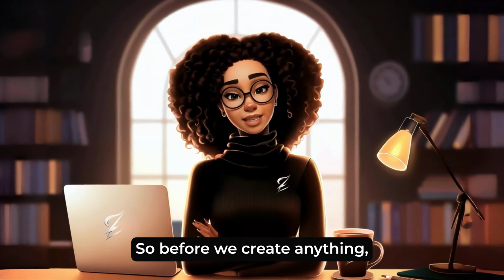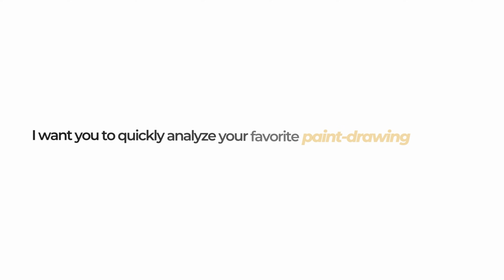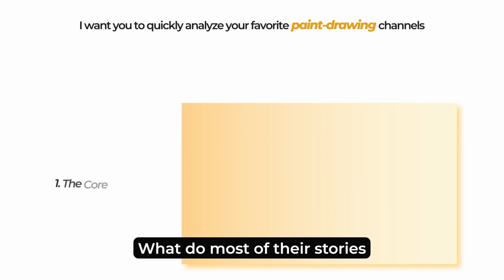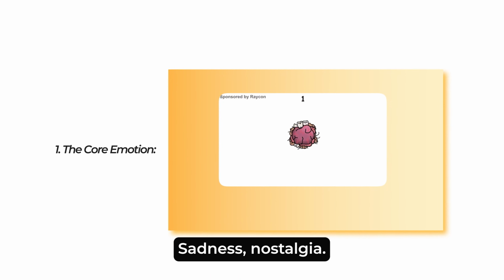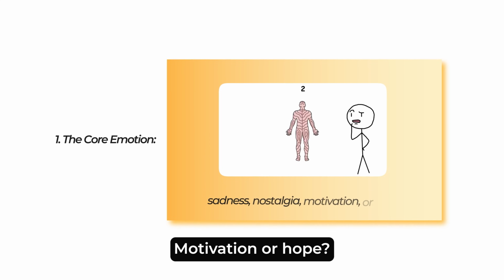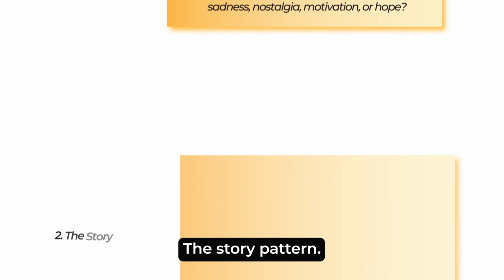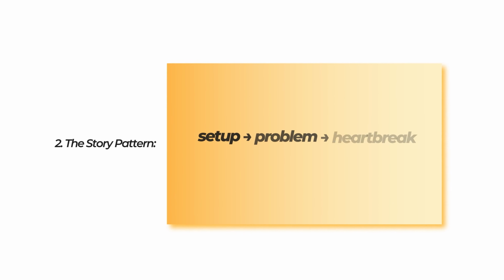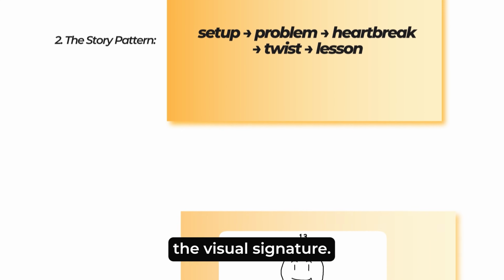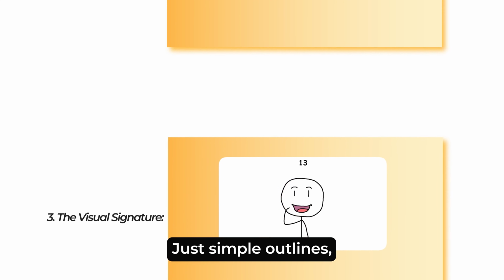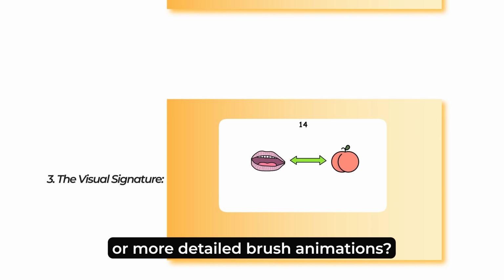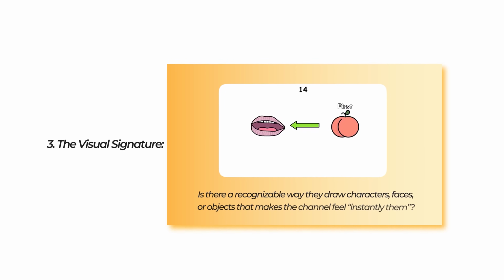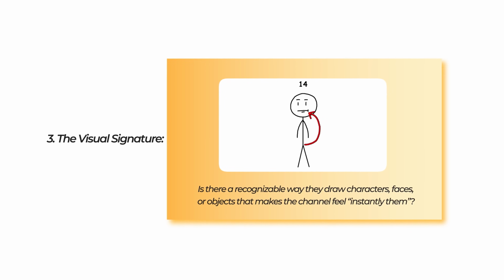So before we create anything, I want you to quickly analyze your favorite paint drawing channels and look for the core emotion. What do most of their stories make you feel? Sadness, nostalgia, motivation, or hope? The story pattern. Do their videos follow a specific rhythm? For example, setup, problem, heartbreak, twist, lesson. The visual signature. Are their drawings just simple outlines, colored sketches, or more detailed brush animations? Is there a recognizable way they draw characters, faces, or objects that makes the channel feel instantly them?